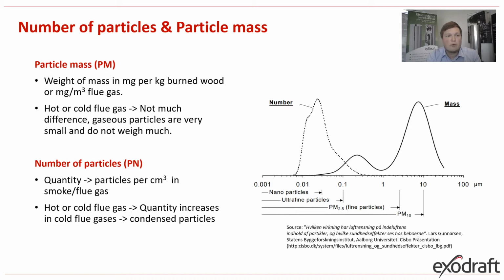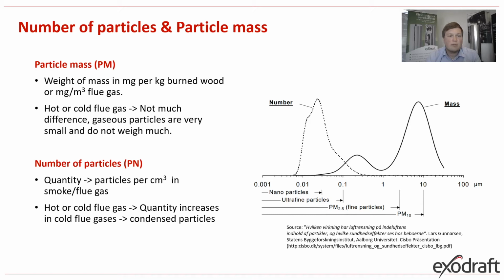So when we talk about particle mass, we are weighing the mass of the particles per burned wood or per cubic feet of flue gas. This can be measured in hot or cold flue gas, depending on the standard you're measuring according to. And the gas-based particles, the secondary particles, do not add as much to the weight as the bigger carbon particles.